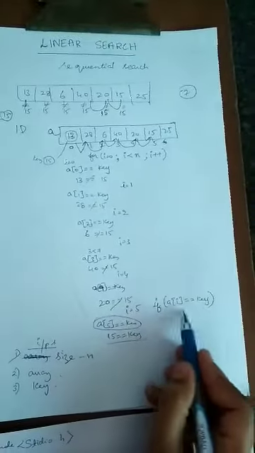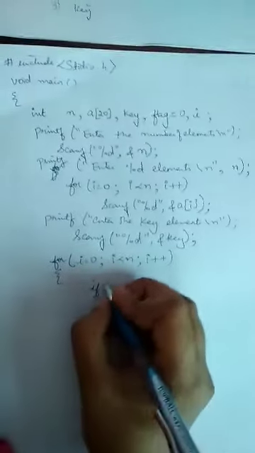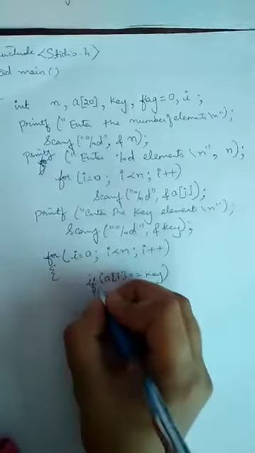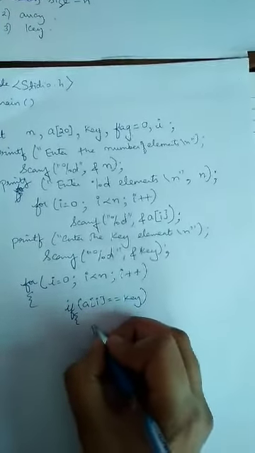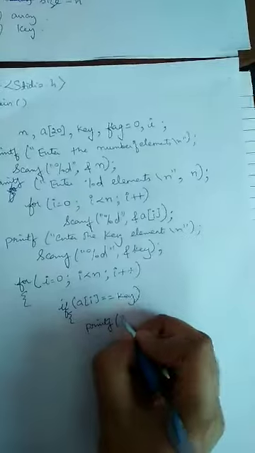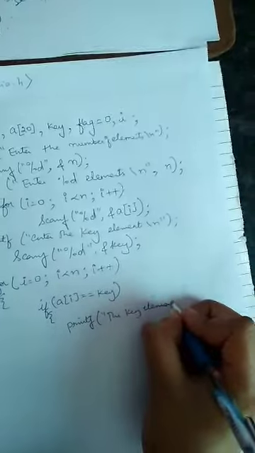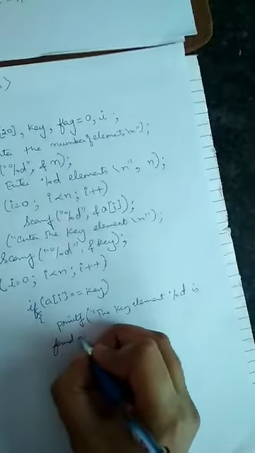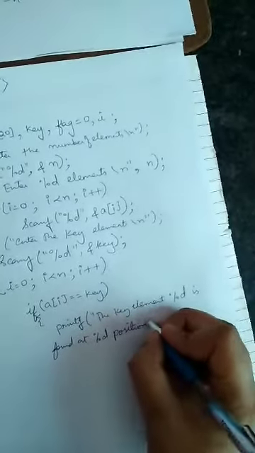We have decided here that this is the condition, that we have to check if A of I is equal to key. So I have to write it here as A of I compared with the key. In case it is true, then what we have to do is print that this element is found at this position. The key element, say percentage D, is found at percentage D position. I can print the position also.